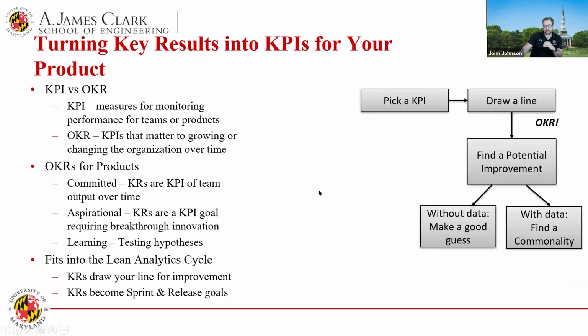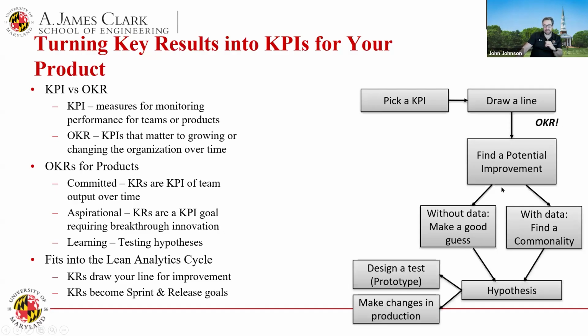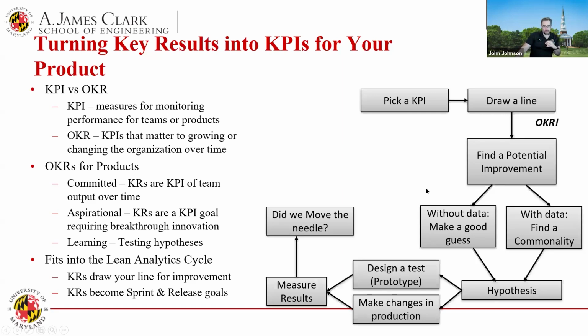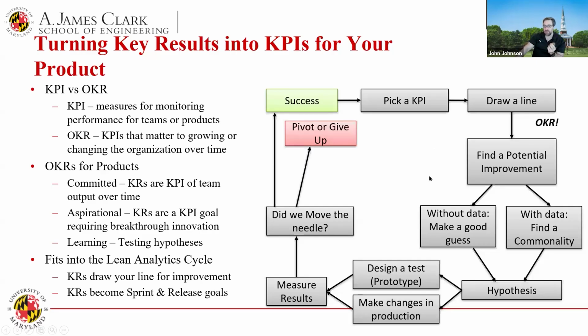And then you go through the process of finding ways in which you can either find a commonality by exploring data, or you can make a good guess without data to develop a hypothesis and either design a test, do an experiment, as we talked about, or make changes in production to get even a higher level test back. And you can see if you move the needle. And if you move the needle, then you can continue on to the next OKR.